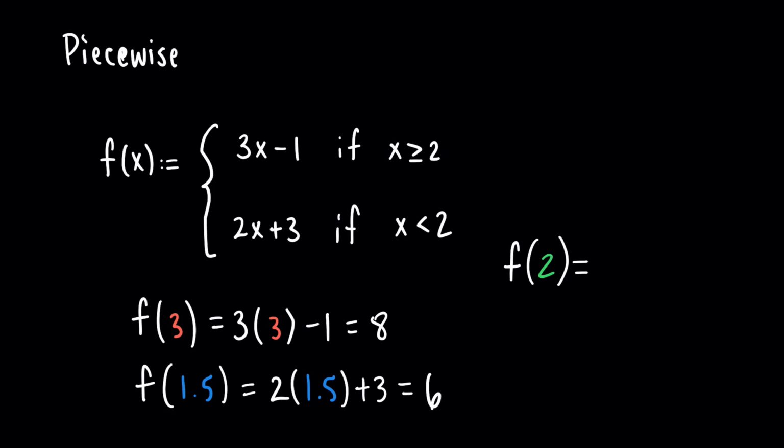Okay, so f of 2 would be 3 times the input, which is 2. And then you subtract 1. So this will be 3 times 2 is 6, minus 1 is 5. So f of 2 is 5. That's how you evaluate piecewise functions. Okay? I want to talk about what I'm going to call abstract cases. And this is where it gets a little tricky.